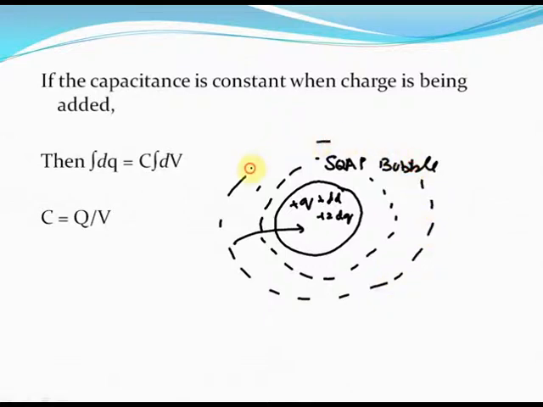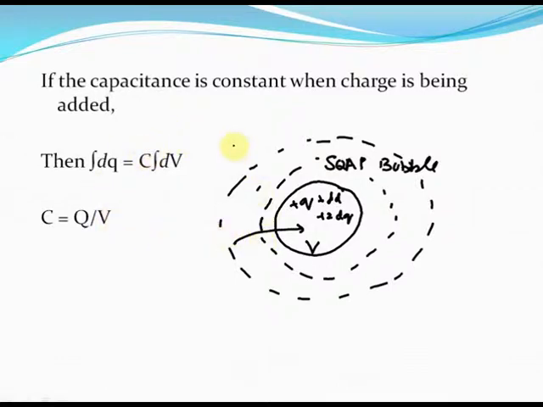Interesting, isn't it? But this happens. What this means is that in case of a soap bubble which is at a potential V, when you keep adding more and more charge to it, the soap bubble takes in that charge and the potential of the soap bubble increases, but the size of the soap bubble also increases. And because the size of the soap bubble increases, the capacitance of the soap bubble also increases.